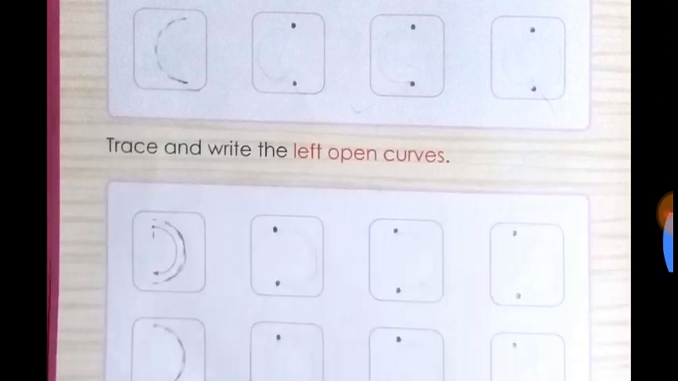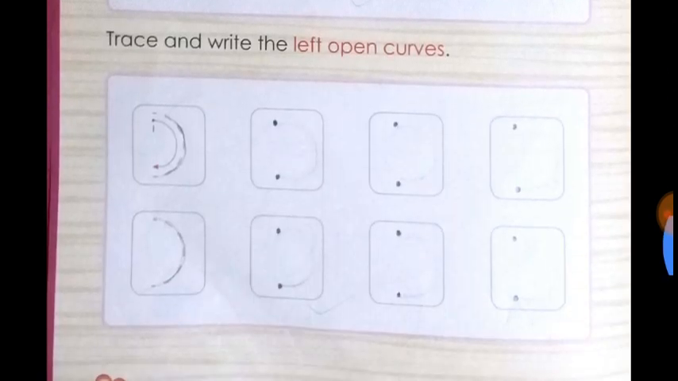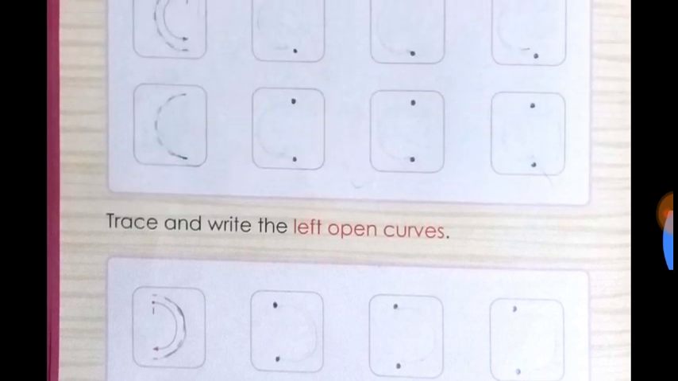Now trace and write the left open curve. Again, students, in the first block you have to trace the left open curve. After that, ask your parents to provide the dots. Only 2 dots, as you can see here. And please take care, your line should not touch any side of the square. Okay, otherwise your formation will be wrong. Fine. So these 3 pages you have to do in book 1: page numbers 8, 9 and 10.